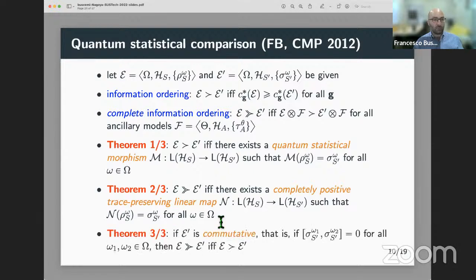And the third is a kind of link between the classical case and the quantum case, because it is possible to prove that if E prime is commutative, okay, so you do not need both to be commutative models.